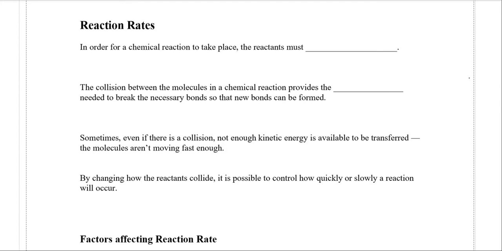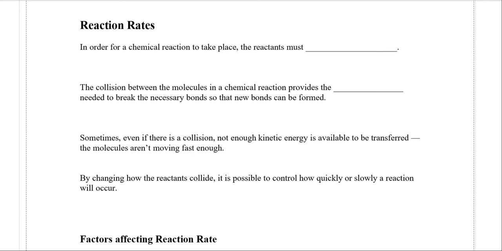Today we're going to talk about reaction rates of chemical reactions. And so this is all about controlling whether you can make a reaction go very quickly or very slowly. And there are many situations where we actually want to be able to control how fast or how slow a reaction occurs.